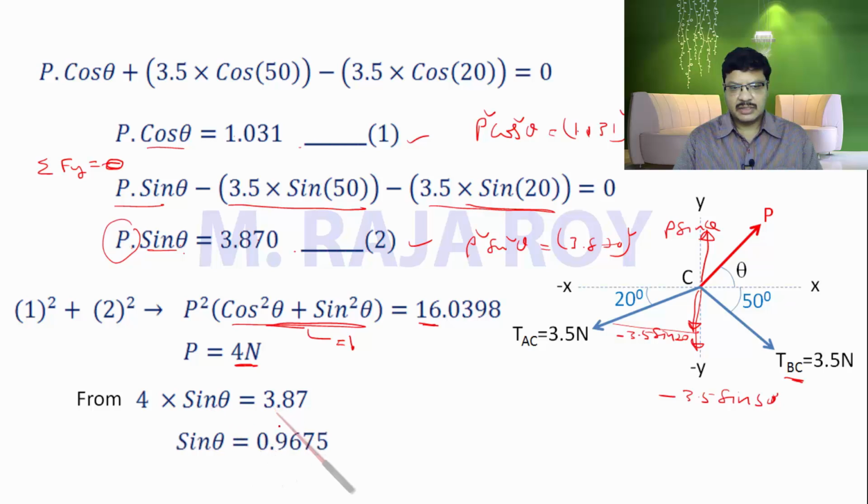Just take this to the other side, simplify, then theta equals sin inverse of this value. Then that value is 75 degrees. In this way you can solve the problems using the equilibrium equations.